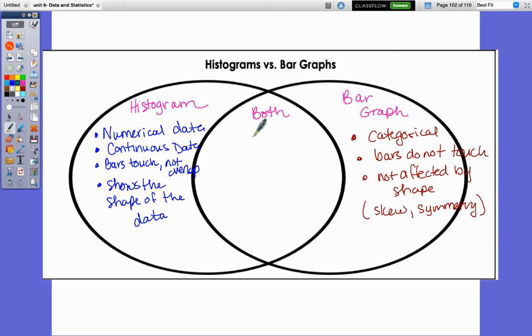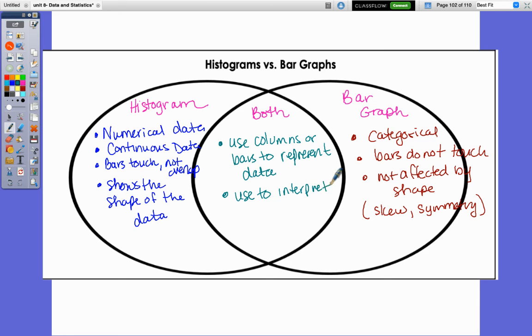Now, when we're looking at both, what do they have in common? They both use columns or bars to represent data. And they both can be used to interpret data. That is the main things about this that you need to know. We are going to be using these to describe data, interpret data in class tomorrow. So go ahead and pause this, finish this.